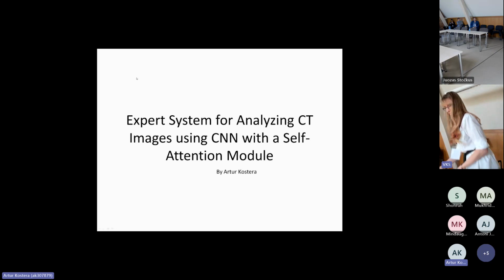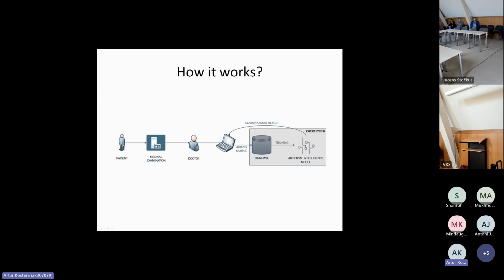Greetings, my name is Artur Kostera, and I'm going to talk about my expert system for analyzing city images using CNN with a self-attention model. As you can see in the picture shown, under the expected conditions, working with the presented system should start with a patient wishing to be diagnosed by a doctor. This doctor examines the patient using a CT scanner.